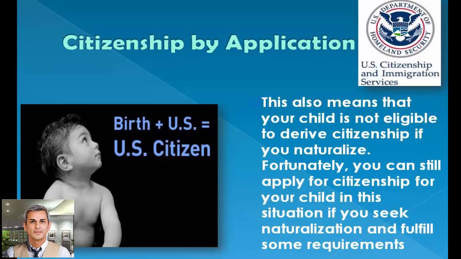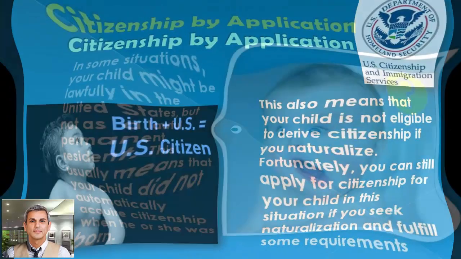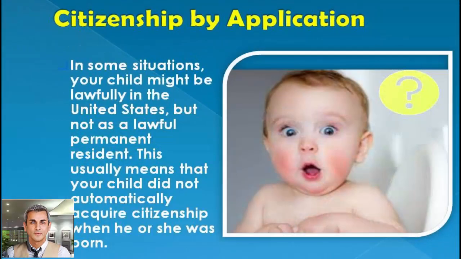Citizenship by application. This also means that your child is not eligible to derive citizenship if you naturalize. Fortunately, you can still apply for citizenship for your child in this situation if you seek naturalization and fulfill some requirements. In some situations, your child might be lawfully in the United States, but not as a lawful permanent resident. This usually means that your child did not automatically acquire citizenship when he or she was born.